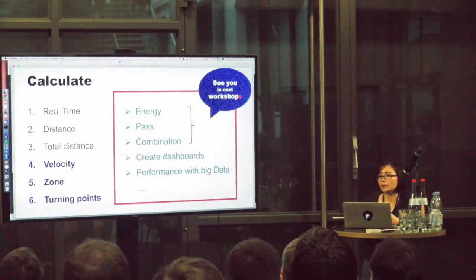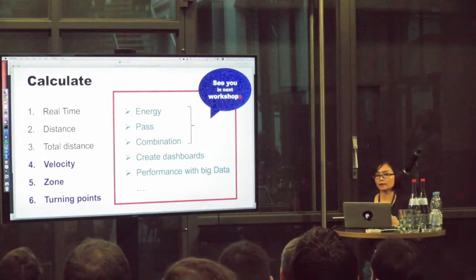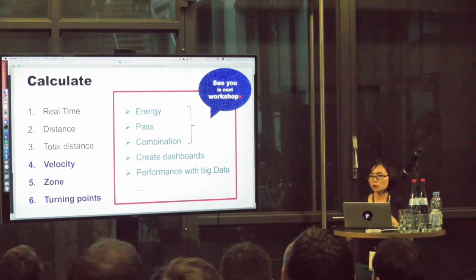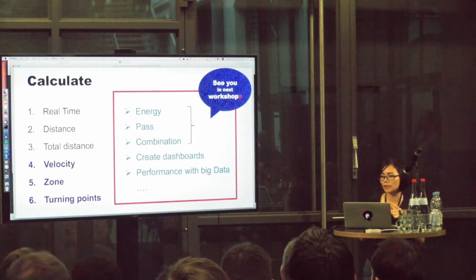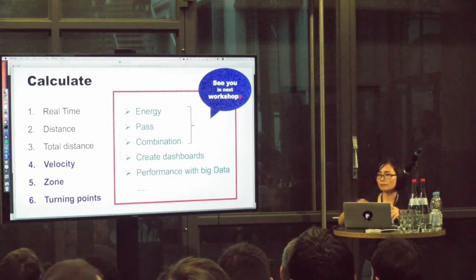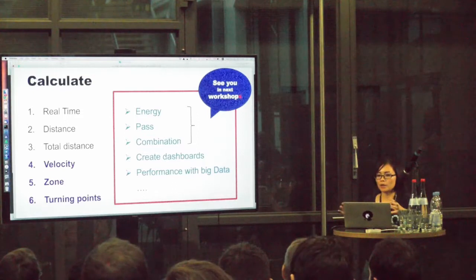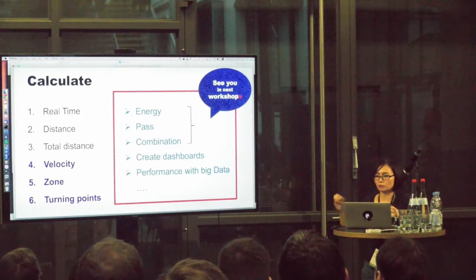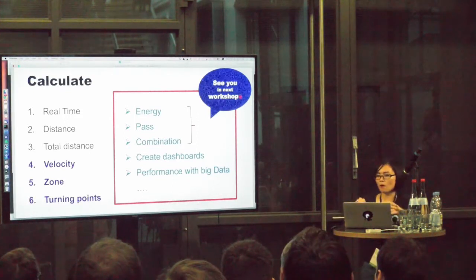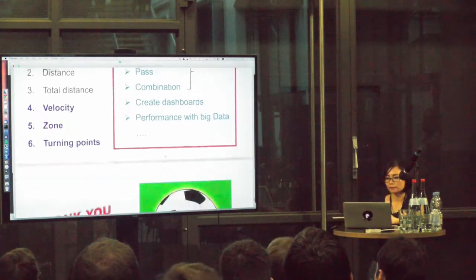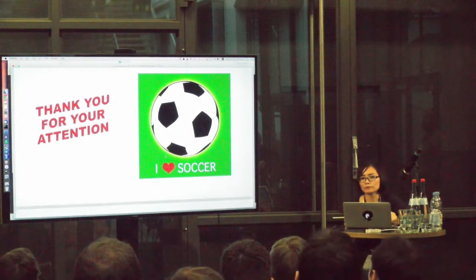Okay, with the original data, we can calculate a lot of things. If you want to know how to calculate the velocity, the path, the combination of players, for example, transferring the ball together, how to create a professional dashboard for football, and the performance when we work with big data, see you in the next workshop. Thank you for the attention.